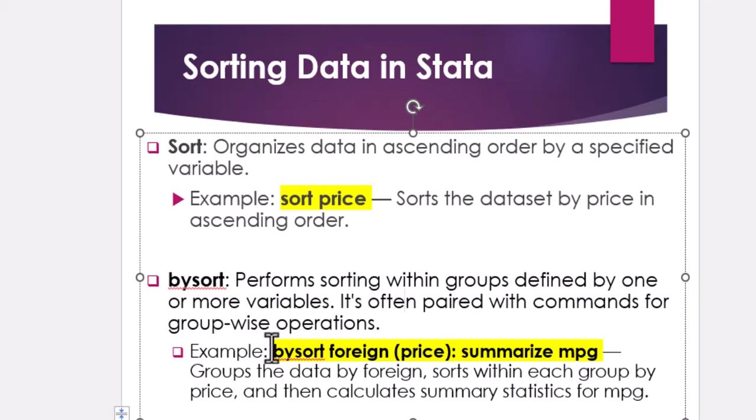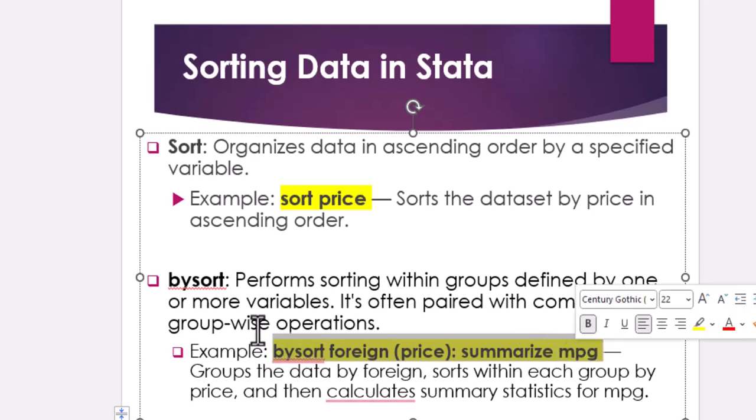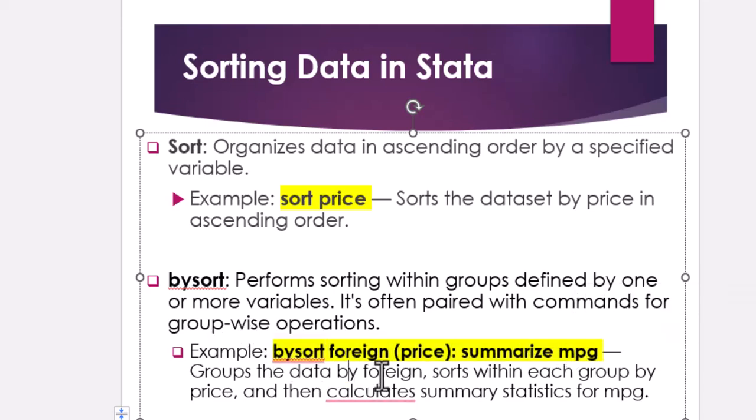For instance, if we write this command, bysort foreign (price): summarize mpg, this command will group the data by foreign. That is the first command. Then it sorts within each group by price, and then calculates summary statistics for MPG.